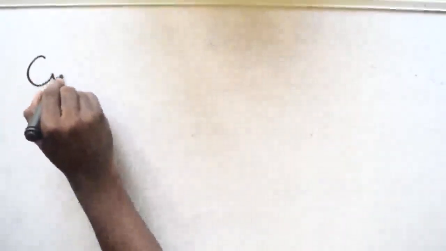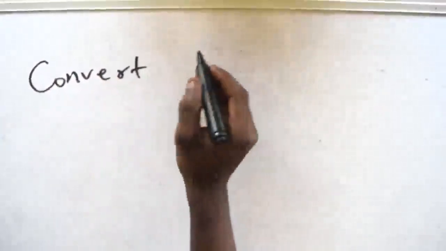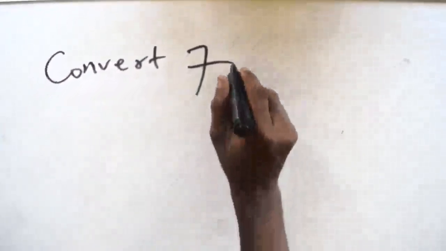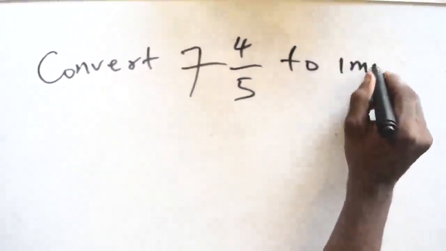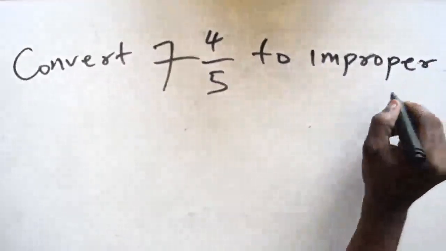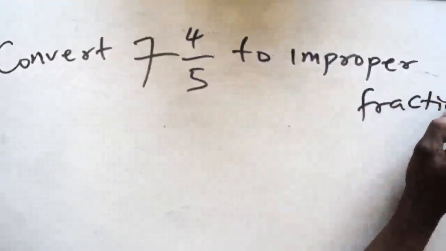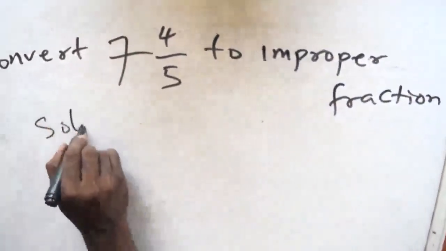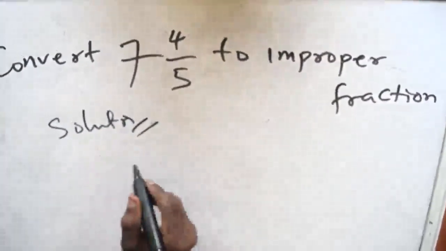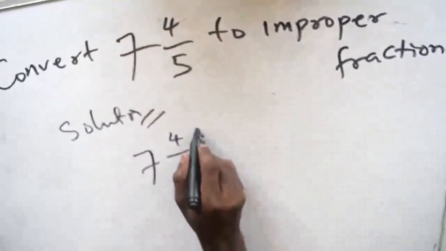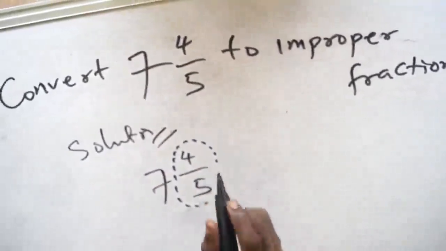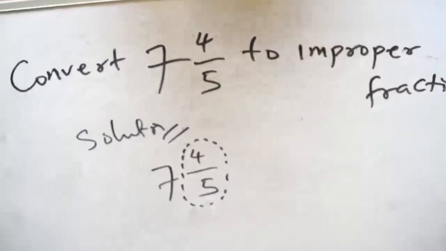Now here we go. Supposing I give you guys another example. I say convert. If I don't say convert, I would have said change. Let's say 7 whole number 4/5 to improper fraction. Alright, so how do we change this to improper fraction? The solution to this would be 7 whole number 4 over 5. First of all, use dotted line to separate your fractional part from the whole number part.